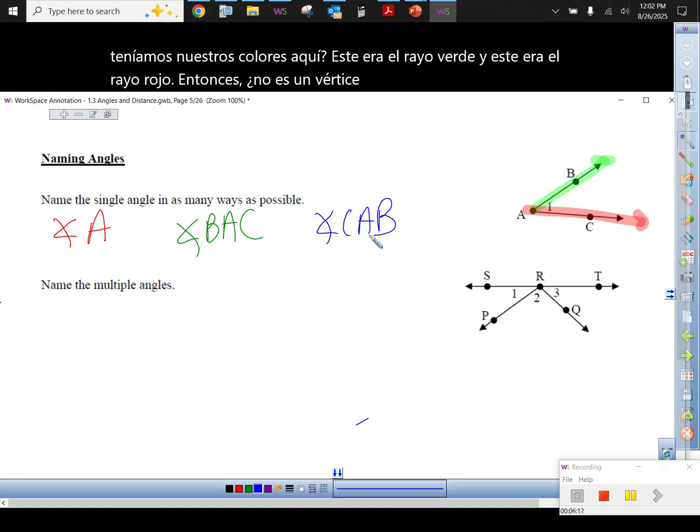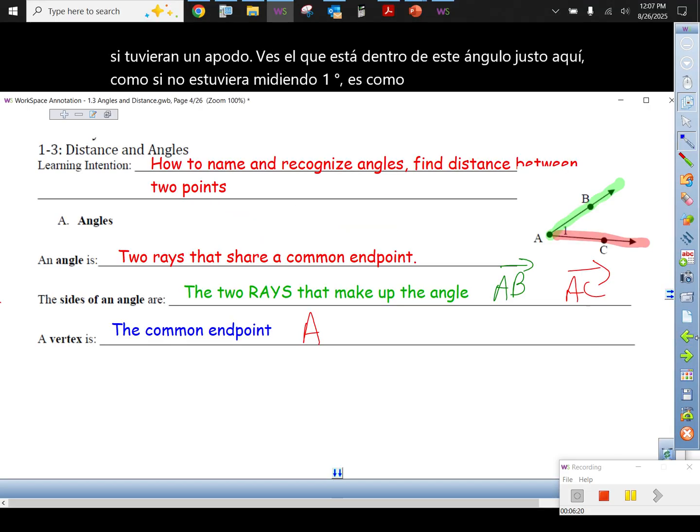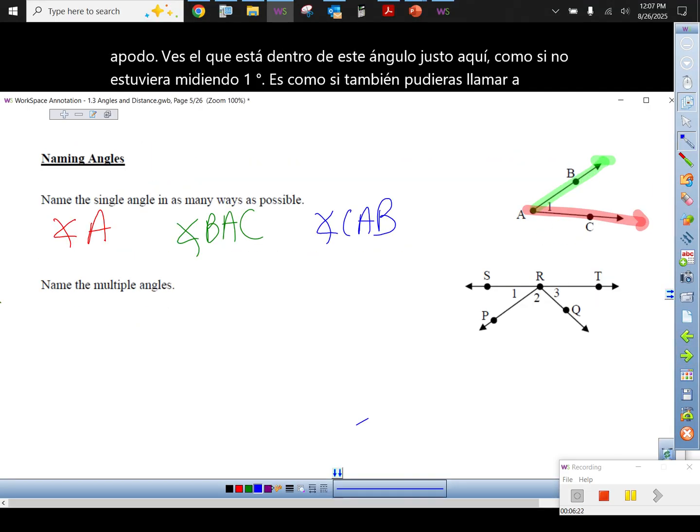Do you see the 1 inside of this angle right here? It's not measuring 1 degree. You could also call that angle 1 if you really wanted to. You could call that angle 1. Single angles are pretty easy for us to deal with. It's the only angle in the picture. You could call it angle A, angle BAC, angle CAB, and angle 1 if you really, really wanted to.